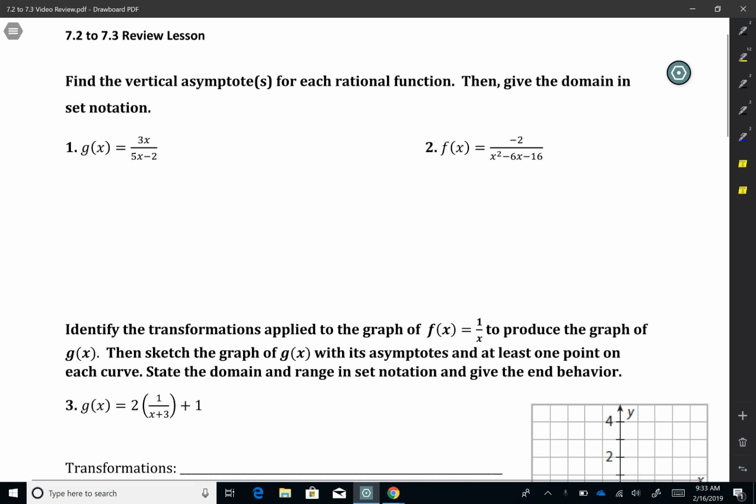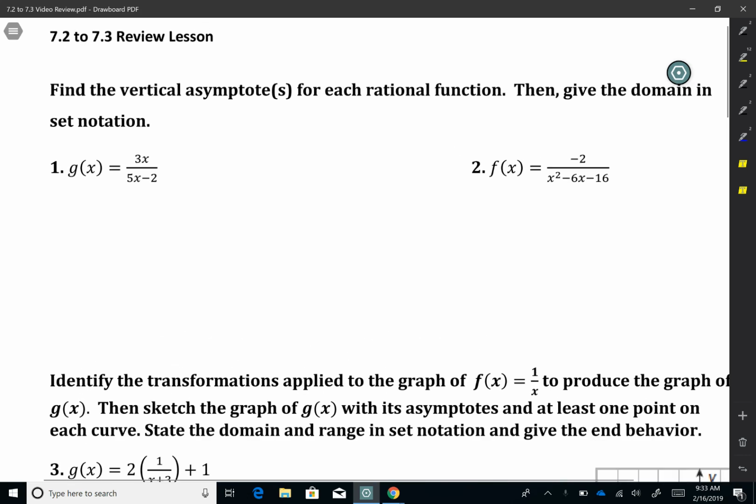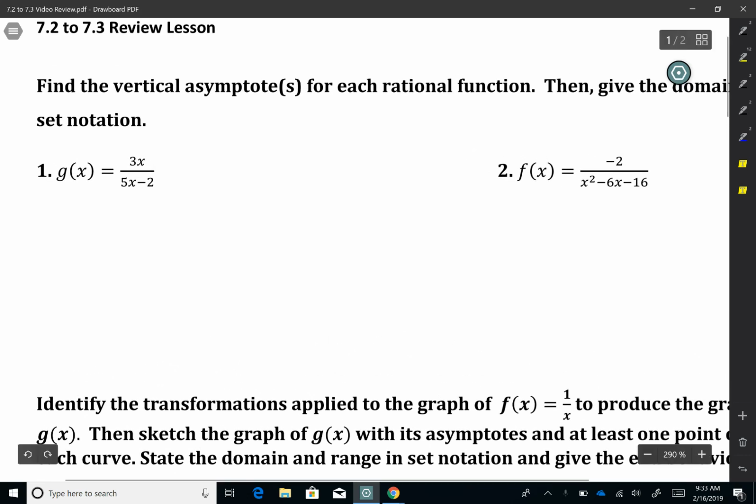Remember that we can never have the denominator of a rational function equal 0. And for our purposes, when that happens, we generally have a vertical asymptote there. So to find the vertical asymptotes, we set the denominator equal to 0 and solve for x. So this first one, 5x minus 2 equals 0, I'm going to add 2. So I have 5x equals 2, and then divide by 5, and I have x equals 2/5. So I have a vertical asymptote at x equals 2/5.